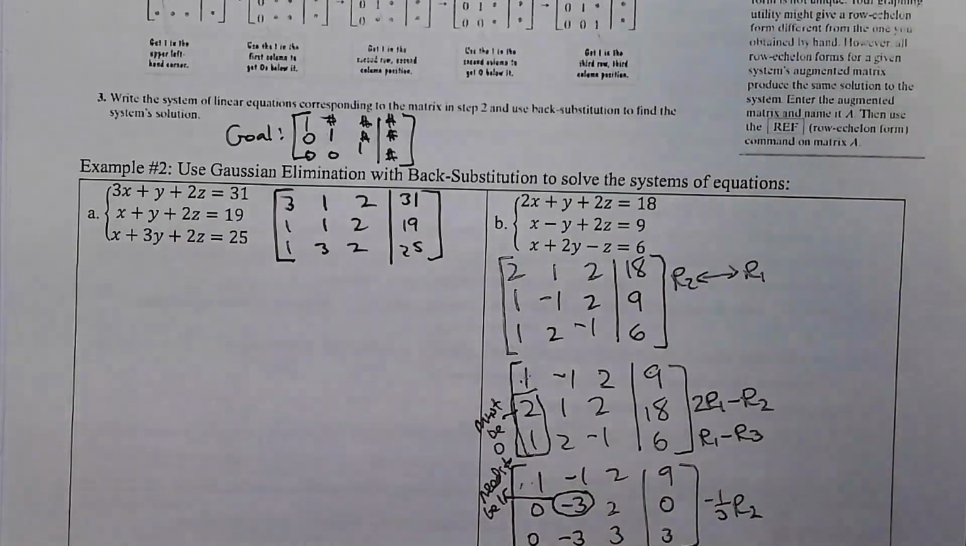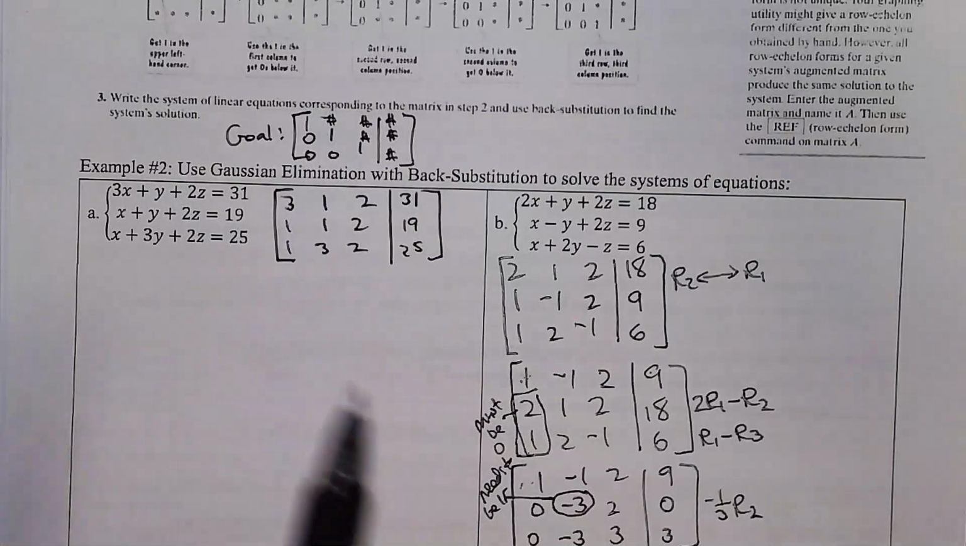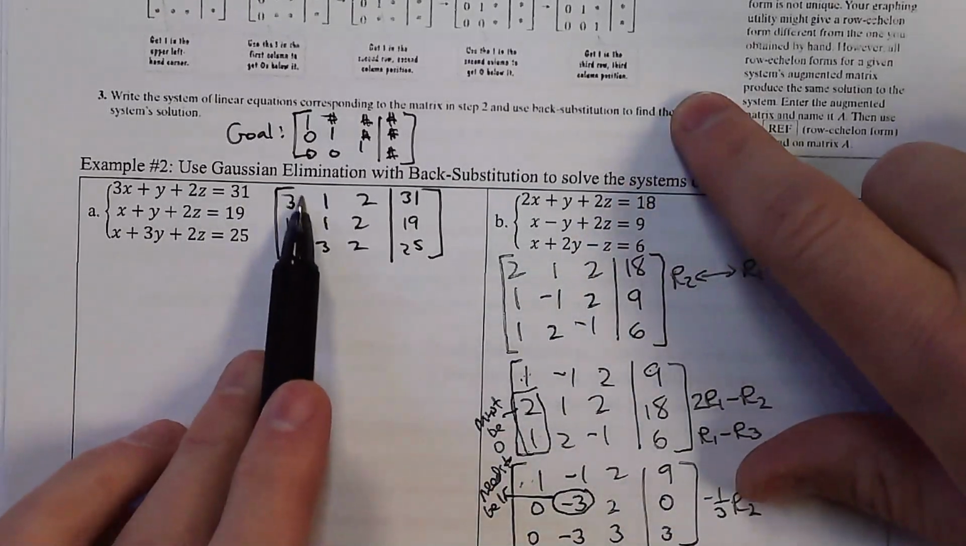How you do that, there's a ton of ways. There's so many ways. You could switch rows, you can multiply rows by certain values, you could do operations with rows. So let's start. I need this one to be a 1.